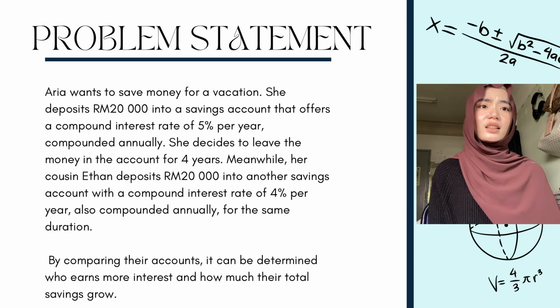Meanwhile, her cousin Ethan deposited 20,000 ringgit into another savings account with a compound interest rate of 4% per year, also compounded annually for the same duration. By comparing their accounts, it can be determined who earns more interest and how much their total savings grow.